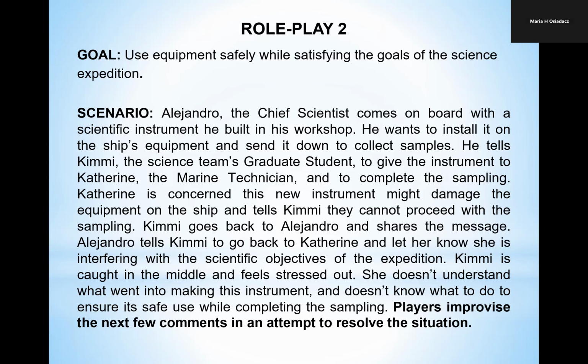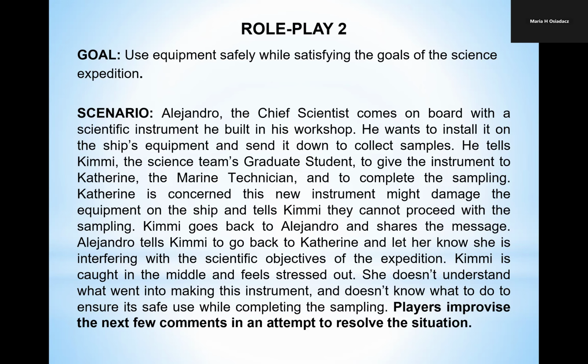Nice. Thank you. Do you guys feel that this is a realistic scenario? Yes. Yeah. I'm sorry, did anyone else in this group have anything else to add?